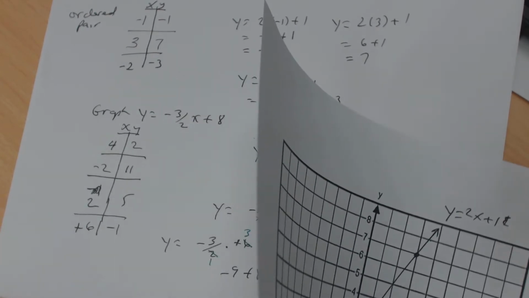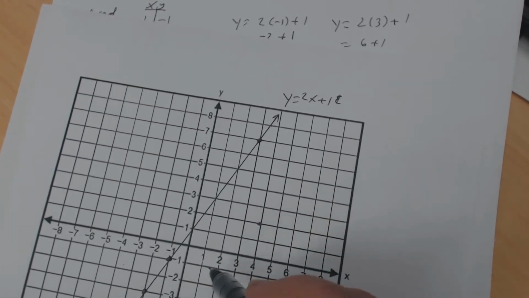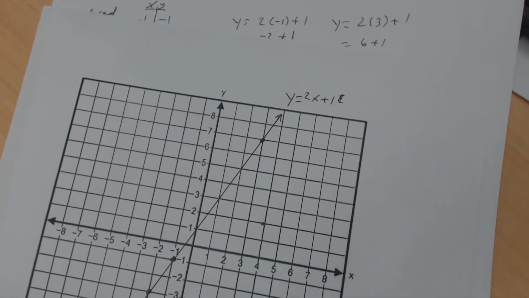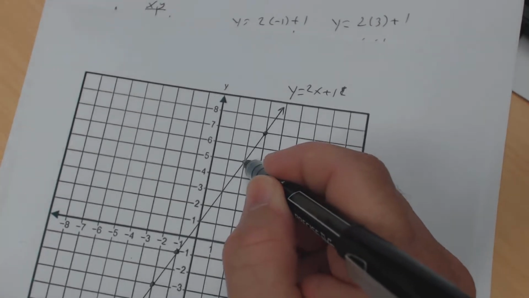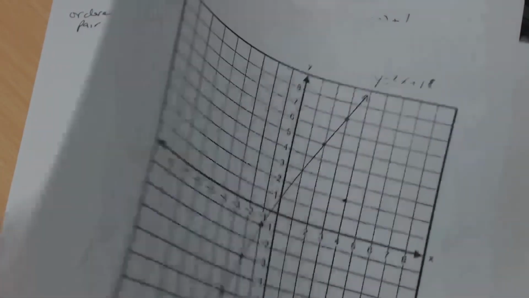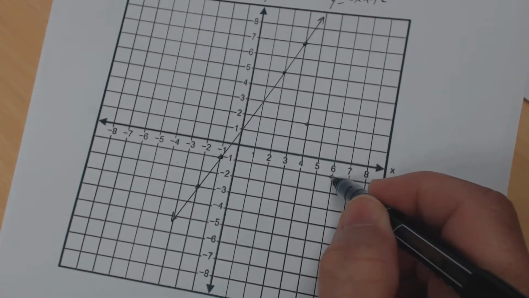I get 2, 5. Alright, so I get 2, 5, so I can plot 2, 5. So 2, 5's here. I get 6, negative 1. So 6, negative 1 is here.